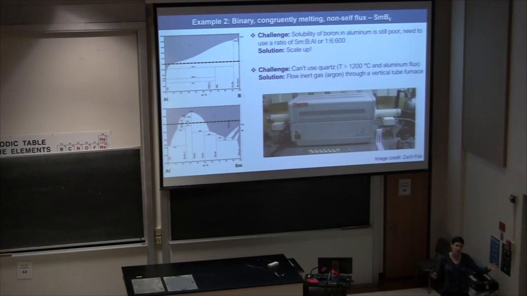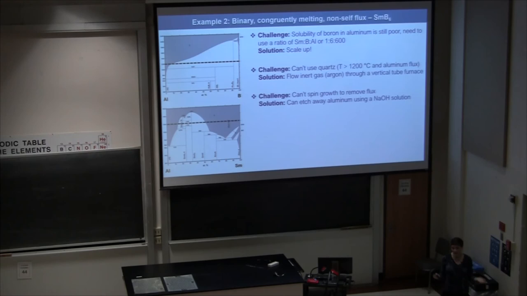Next, because we're not using a quartz tube, we can't spin it. If I have an open crucible, I can't turn it upside down into my centrifuge, or else I'm going to just pour liquid everywhere all over the lab. And I don't think the UBC safety officers would be very happy if I poured 25 grams of molten aluminum onto the floor. So we're going to have to find a different way to get rid of the flux so that we can isolate our crystals. In this case, the solution was to use a sodium hydroxide solution, which dissolves the alumina but leaves the crystals kind of untouched.